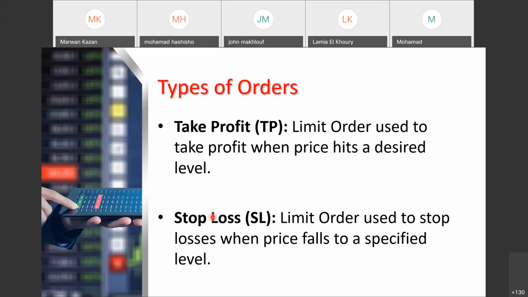Okay. Another type is stop loss. It's also a limit order, used to stop losses when the price falls to a specified level. Let's take the example of Apple again. You tell the broker, listen, I want to put a stop loss at $90, which means when it hits $90, he's going to take your loss. He's going to sell your shares, and you took a loss of $10 per share. And if it drops more, you won't have more losses, because you already sold. The importance of these two is that you may be away. You may not be on your computer trading.